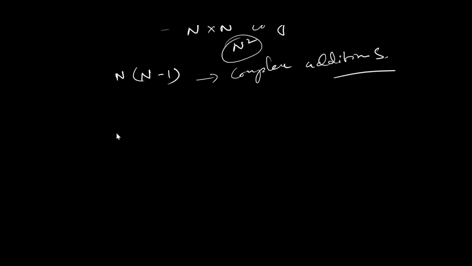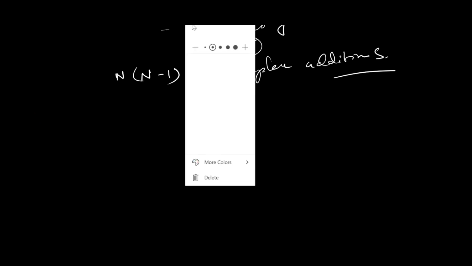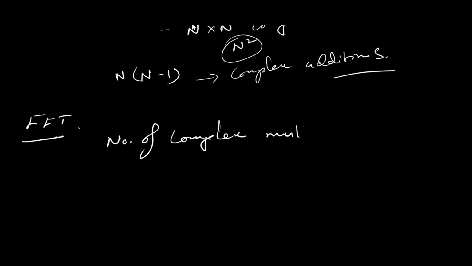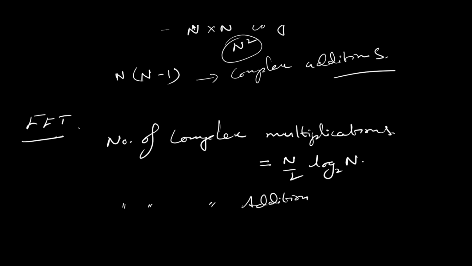Now coming back to our main topic, the difference between DFT and FFT. If we consider FFT, sorry, I have to change the color, otherwise it will not be visible. So for FFT, the number of complex multiplications will be n by 2 log to the base 2 n. Likewise, the number of complex additions will be equal to n log 2 n.